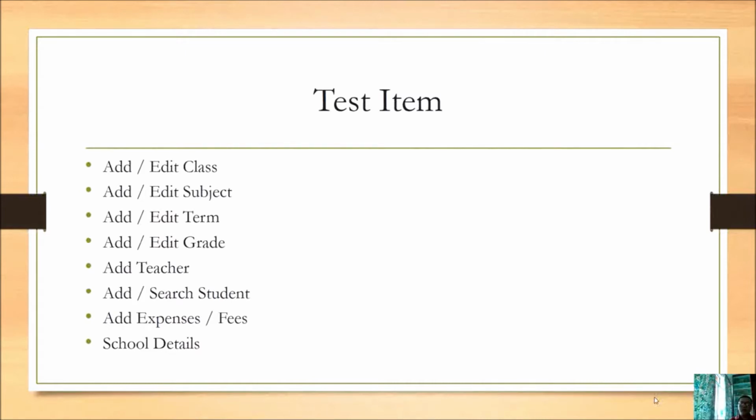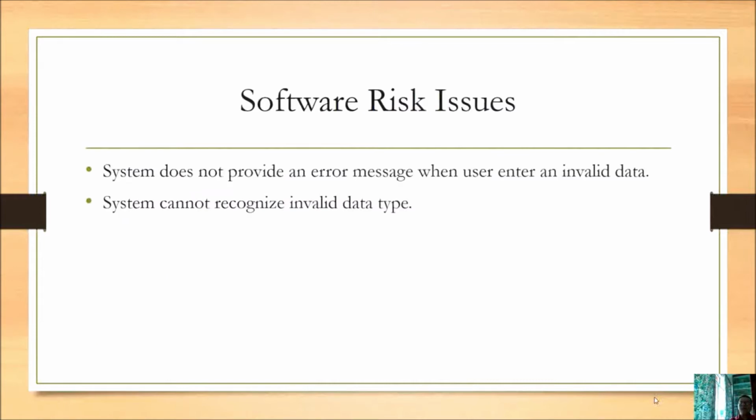Next I will introduce our test items, which are add or edit class, add or edit subject, add or edit terms, add or edit grade, add teacher, add or search students, add expenses or fees, and school detail. Next, software risk issue. The system does not provide an error message when a user enters invalid data. The system cannot recognize invalid data types.